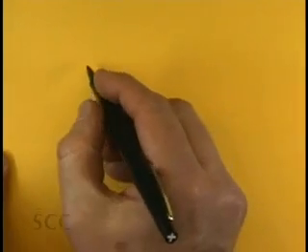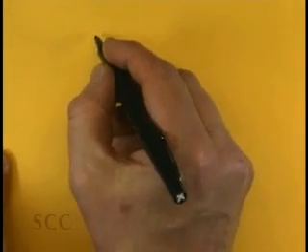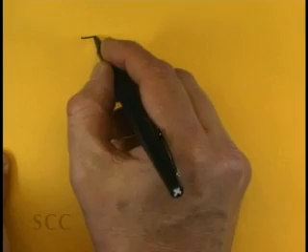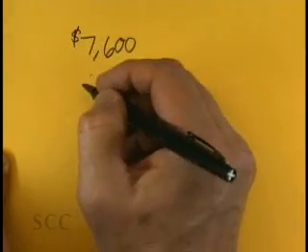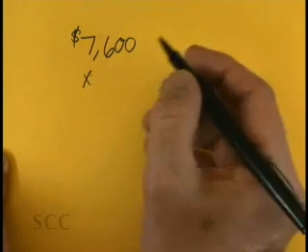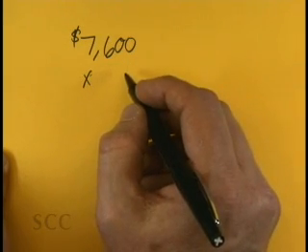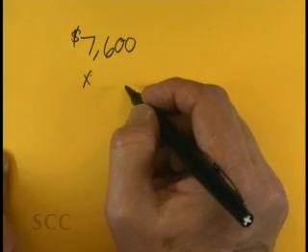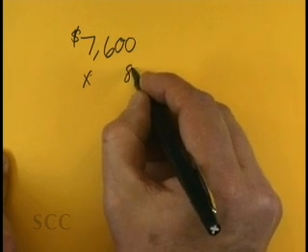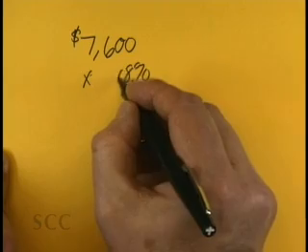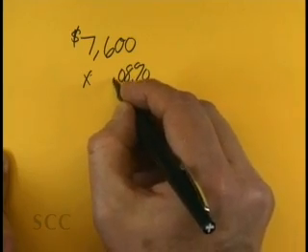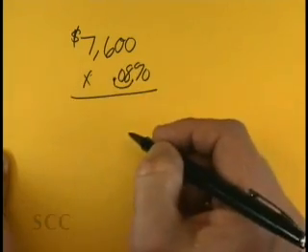Same thing again. What we're going to do is take the loan. The loan happens to be a $7,600 loan. Times, and remember, it's at 8%. Remember, we're going to have to move the decimal point. We're going to have to put a 0 here. It's 2 places over. Then we're going to do the math.